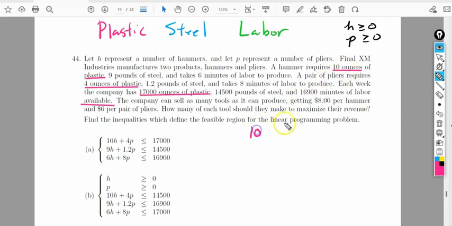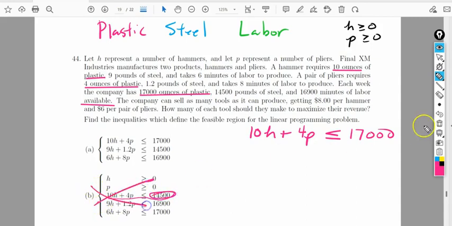10 ounces for every hammer, plus 4 ounces of plastic for every pair of pliers. There is only 17,000 ounces available, so this number cannot go over 17,000. So that has to be our first equation, and you can see here that's not right. So we can rule out B because of that one. And you can't see the other ones, but we will in a minute.